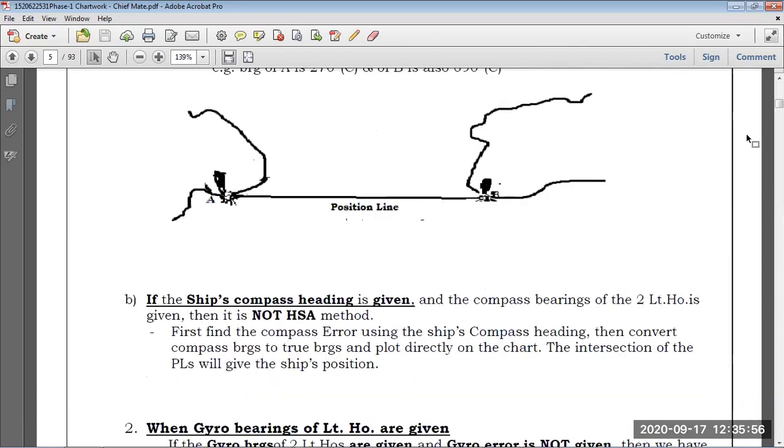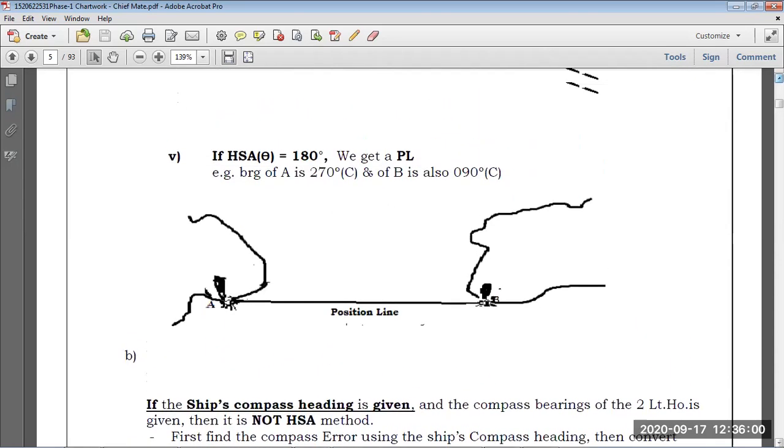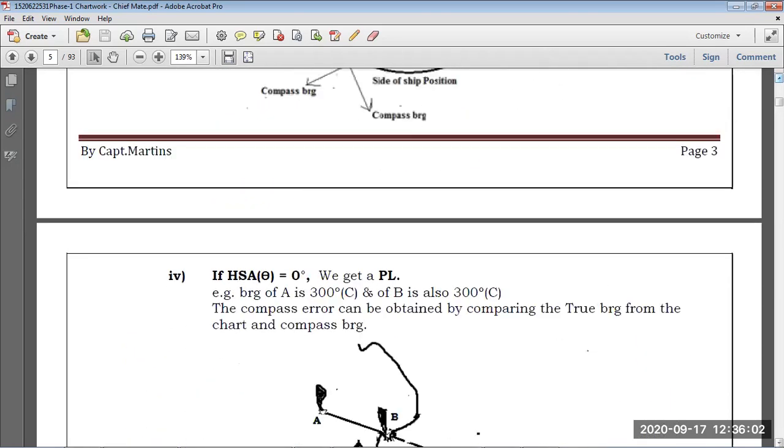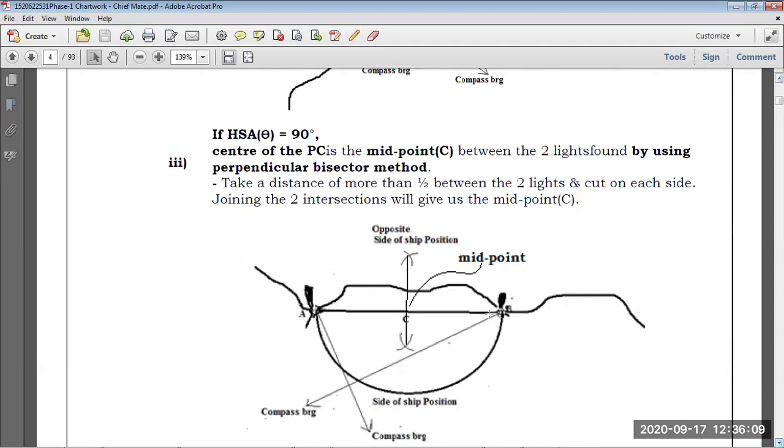Then the third case is if theta is equal to 90 degrees. So if theta is equal to 90 degrees, then 90 minus theta again will be 0. So we just join these two lines and draw a perpendicular from this line, which will bisect or divide this line into two equal parts.